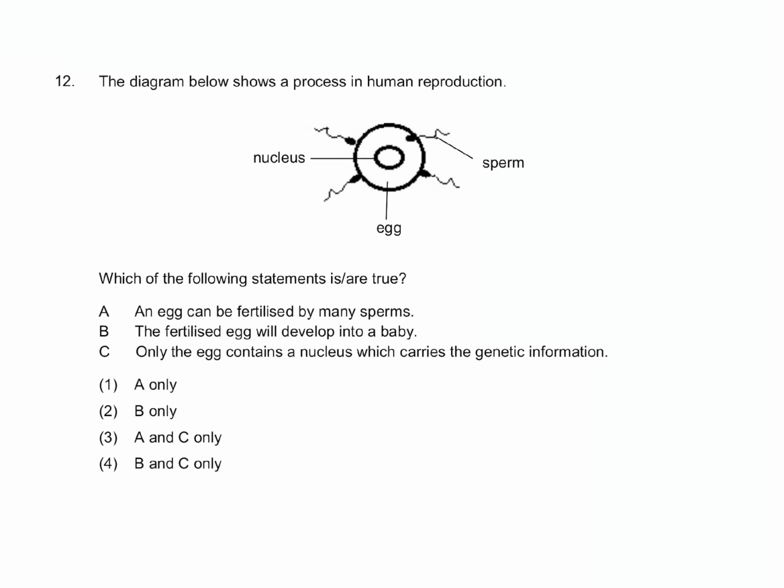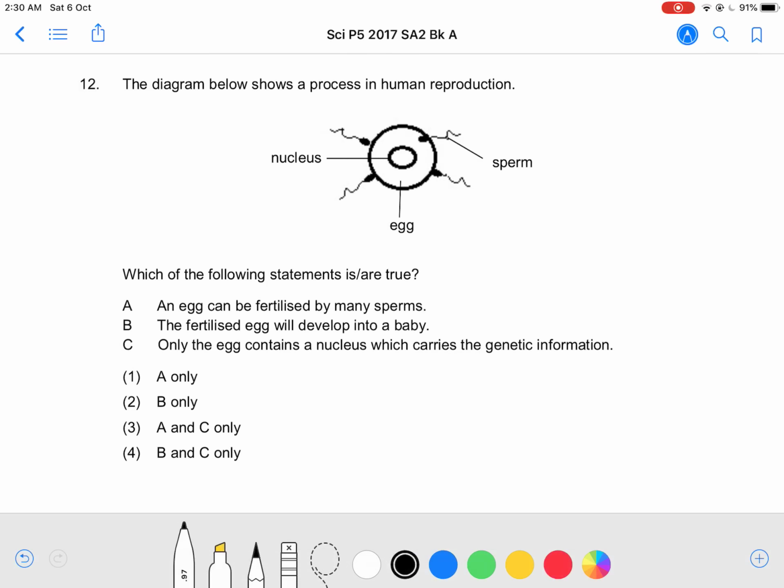Okay, question number 12. Human reproduction. So an egg can be fertilized by many sperms. Not true, because it is only supposed to be fertilized by one sperm. The fertilized egg will develop into a baby. That's true. Only the egg contains a nucleus. Only the egg. Is it true? Egg is a cell. Yes, it's a reproductive cell.